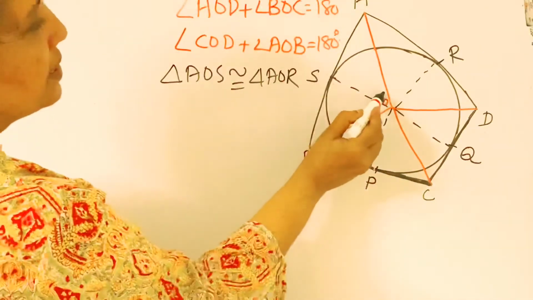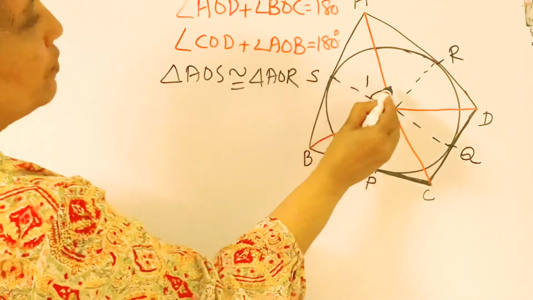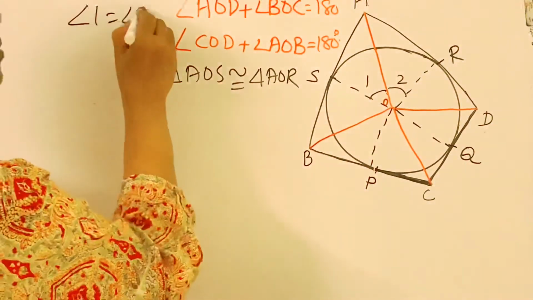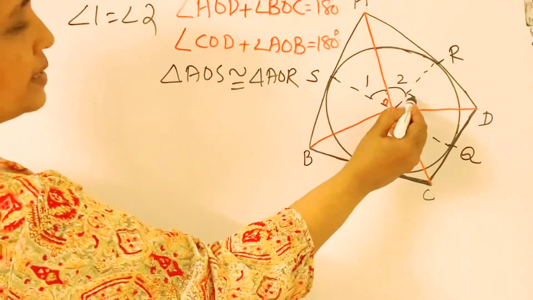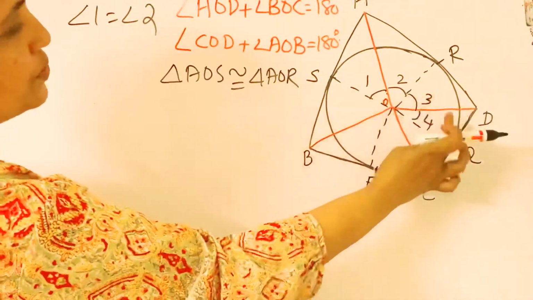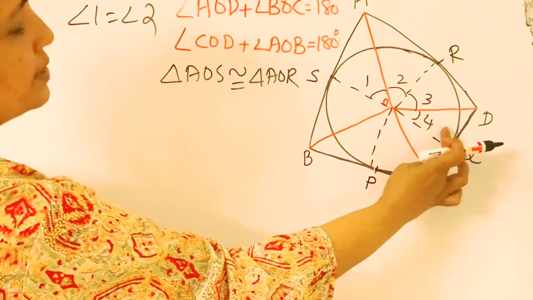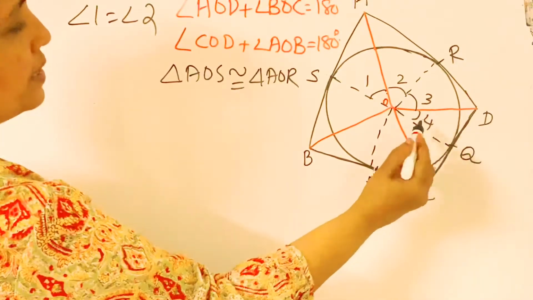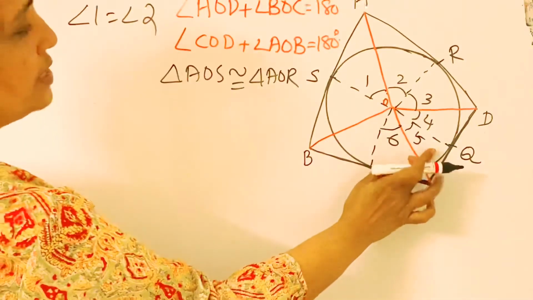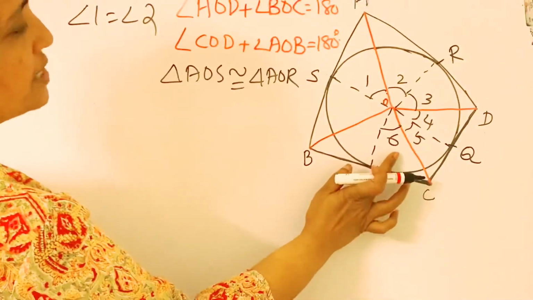That means these two angles are equal, angle 1 and angle 2. Angle 1 is equal to angle 2. Similarly, these two angles, angle 3 and angle 4, are equal because these two triangles are congruent using the SSS property. And angle 5 and angle 6 are equal because these two triangles are congruent by the SSS property.